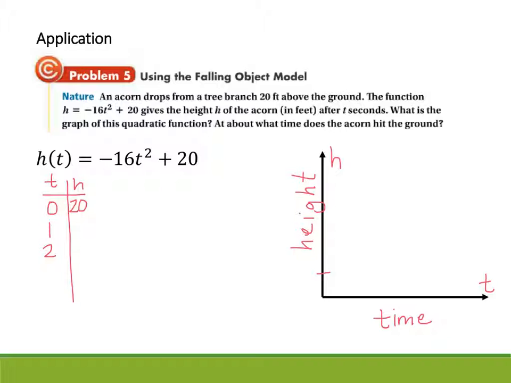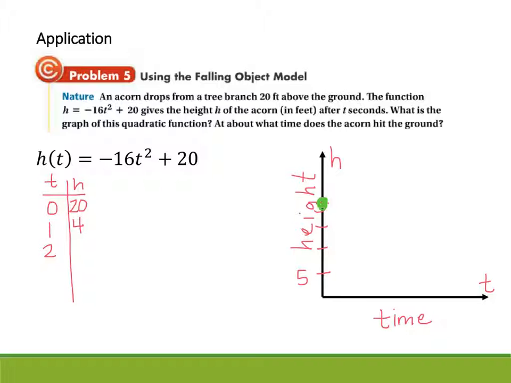So I'm going to use a scale of 5 on my graph and go 5, 10, 15, 20. And I'm going to graph my original height as a height of 20 on my graph. Now let's put in a 1. If I put 1 into my function, I would have -16 times 1 squared, which is -16, plus 20, that would be 4.